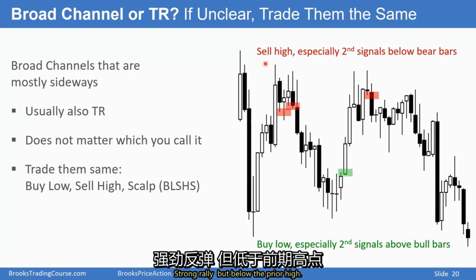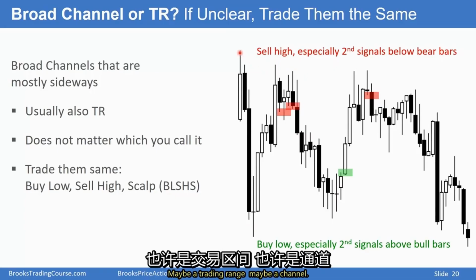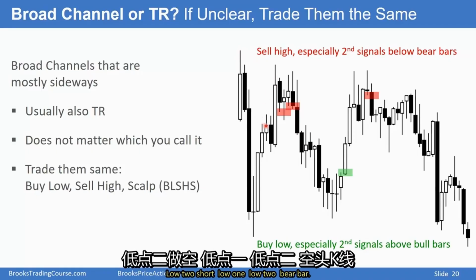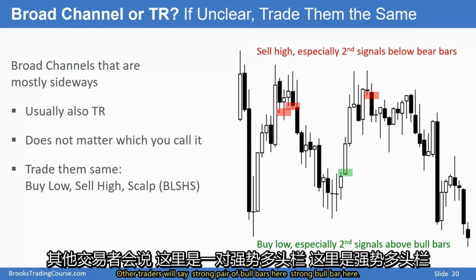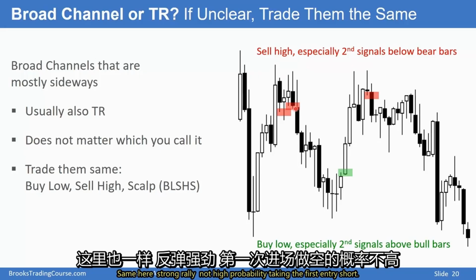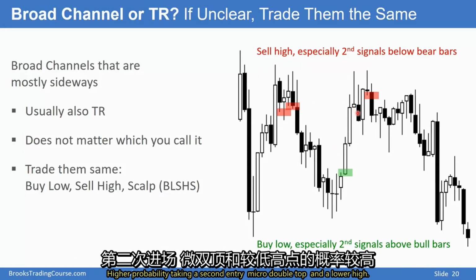Strong rally, but below the prior high, maybe a trading range, maybe a channel. Traders will look to sell. A low too short, low 1, low 2, bear bar. Some traders will sell this. Other traders will say strong pair of bull bars here, strong bull bar here, wait for a second entry short, which is below that bear bar, and sell there. Same here, strong rally, not high probability taking the first entry short, higher probability taking a second entry, micro double top, and a lower high.